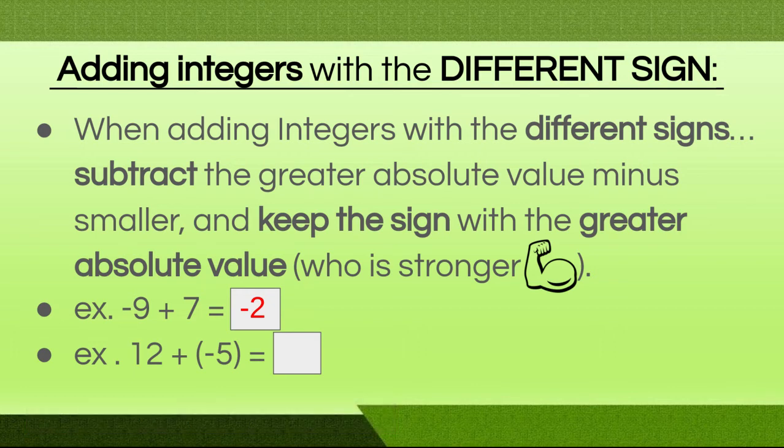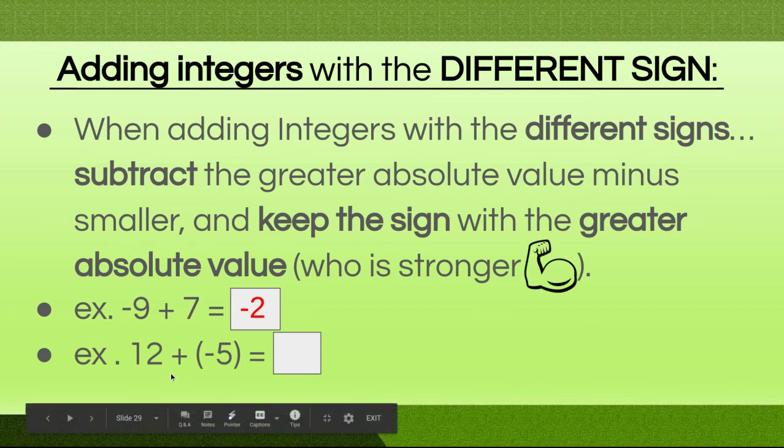In this example here, I have 12 plus -5. Again, the signs are different. So I look at them both as positives. They're absolute values. I have 12 and 5. I subtract 12 minus 5 and I get 7. And I look at the numbers and I think in a tug of war, who would win, the positives or the negatives? And the positives would win here. So the answer is +7.